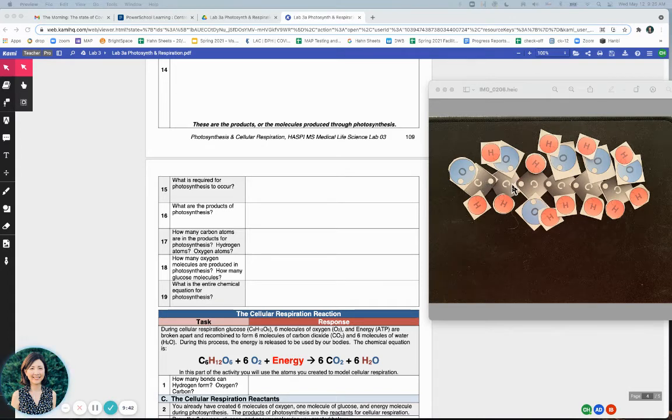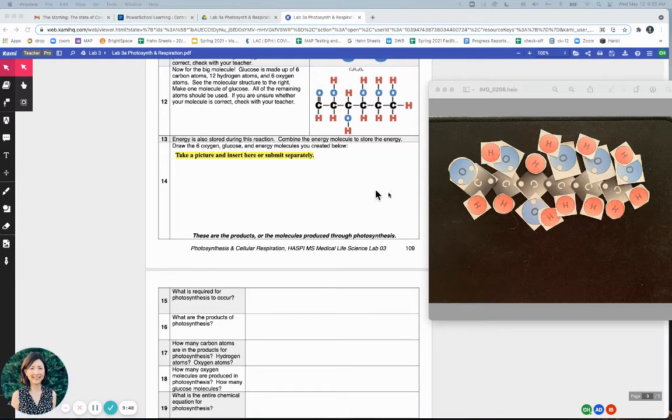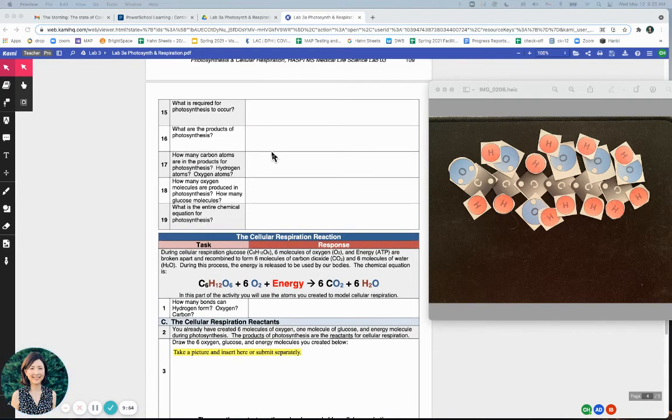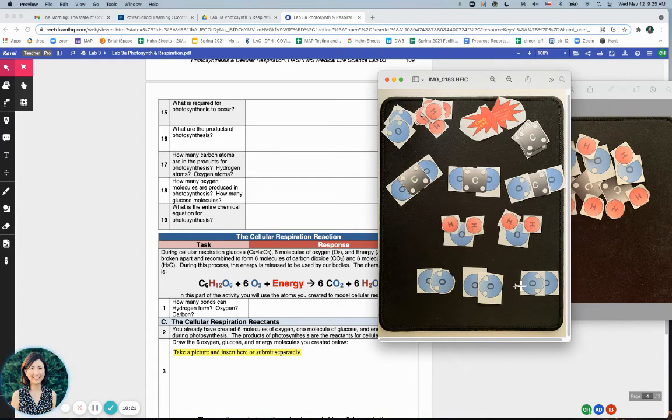How many carbon? 1, 2, 3, 4, 5, 6. Okay, so remember, in this picture you're going to have your glucose and you're going to have 6 oxygen. So here I have my glucose, but the oxygen don't have any carbon, so I'm just counting those. How many hydrogen? I'm going to count all my little red ones, red atoms. How many oxygen? So a lot of people are putting 6 because they're counting 1, 2, 3, 4, 5, 6. But actually, remember, there are 6 oxygen molecules as well. So there's 6 of these. So you need to count each one of these.